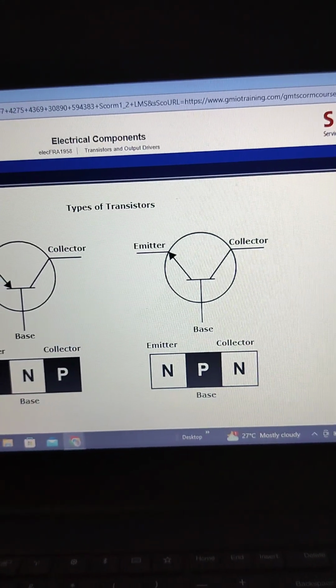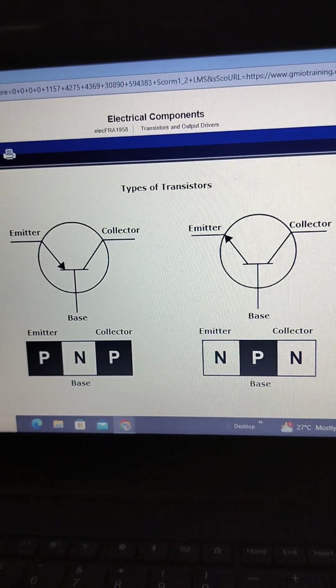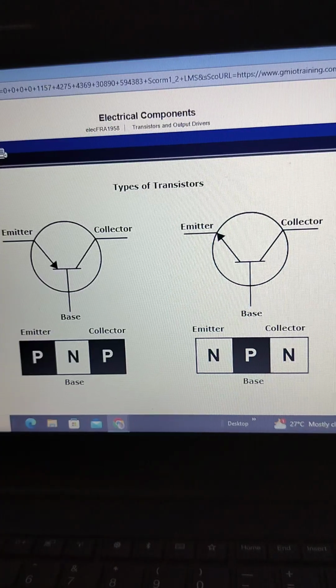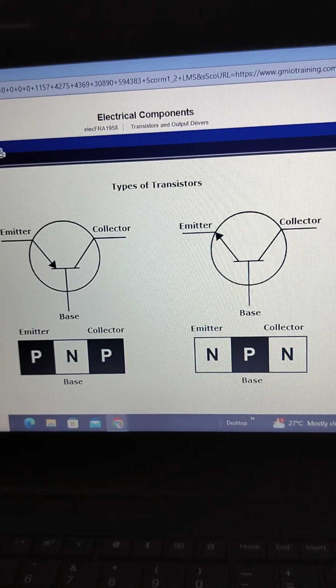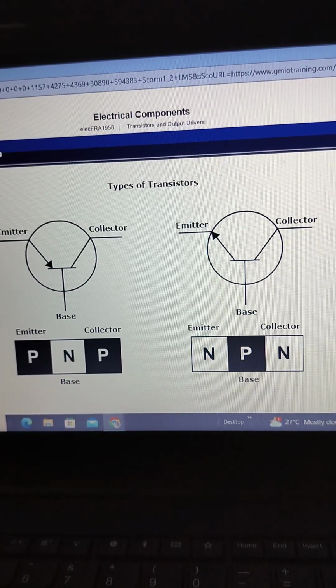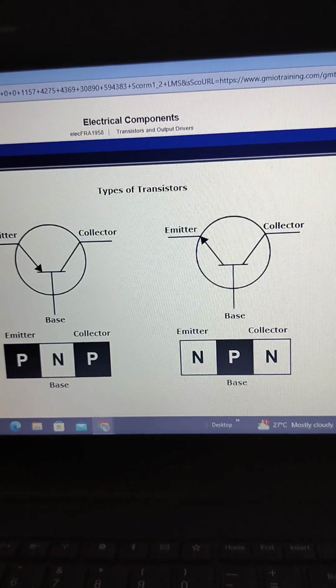Transistors are semiconductors made of a combination of three P-type and N-type materials. One combination is NPN, consisting of one positive or P-type and two negative or N-type semiconductors. The other combination is PNP, consisting of one negative and two positive semiconductors.